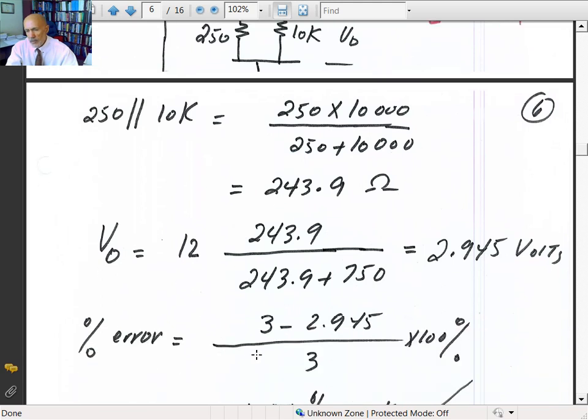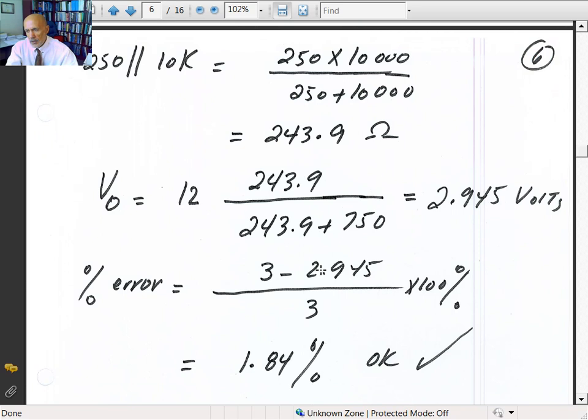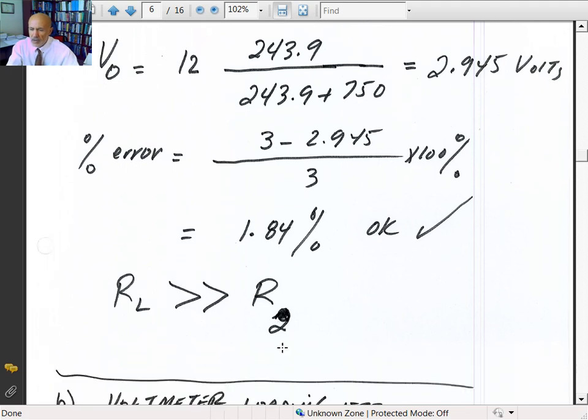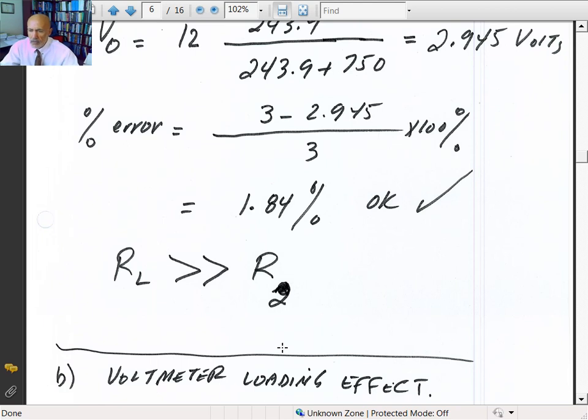Now if you calculate the percent error, it's 3 minus 2.94 divided by 3 times 100%. That gives you about 1.84%, which is okay. Anywhere between a 2 to 3% drop in the voltage is acceptable in most applications. So therefore, R of L, the load, has to be much greater than R2. The rule of thumb is at least a 10 to 1 ratio in order to have good voltage regulation or minimize the loading effect as soon as you put a load across your output.